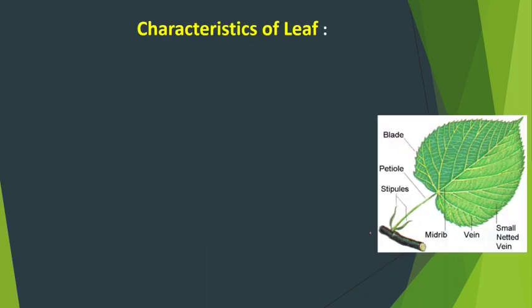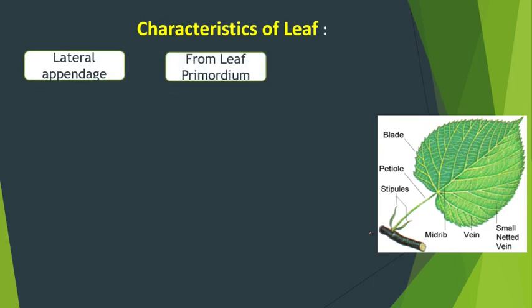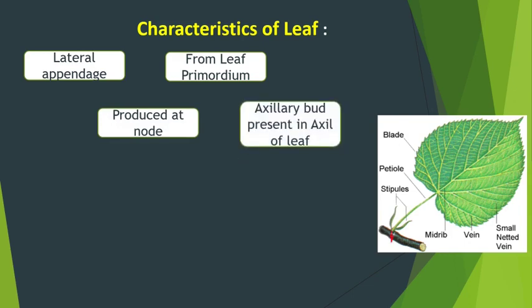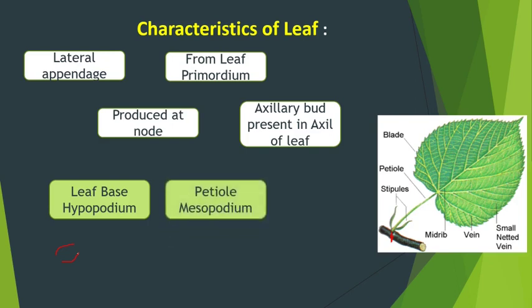So let us proceed. A characteristic feature of a leaf is that it is a lateral appendage coming on the side. It is formed from a leaf primordium. The basic cells are called primordium. It is always produced at the node region. Look at the diagram. This is the node, and the leaf arises from the node. There is an axillary bud present in the axil of the leaf, as I have already told you. Then the leaf base is called hypopodium, and sometimes this hypopodium is swollen. Then it is called a pulvinous leaf base, as you can see in mango leaf. Then the second part is petiole, also called mesopodium, and the third part is lamina, called epipodium.